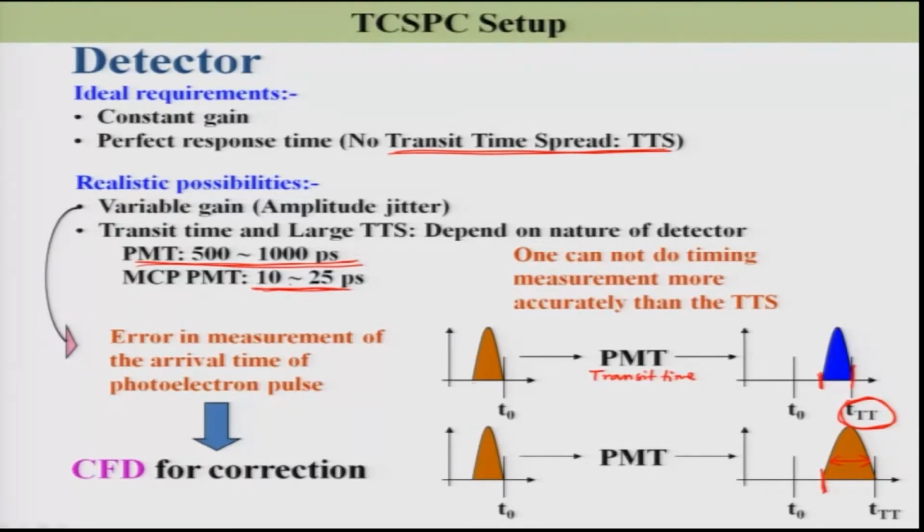But what if I want a detector whose transit time spread is less than 10 or 25 picosecond? There is no such detector available in this world. The minimum transit time spread that can be achieved is about 10 picosecond. You cannot go beyond 10 picosecond. That means if you want to measure a fluorescence lifetime of 1 picosecond, with this kind of setup you will not be able to measure it.